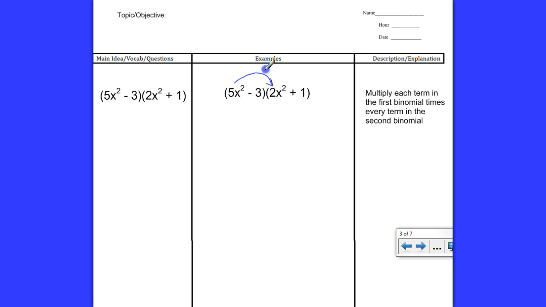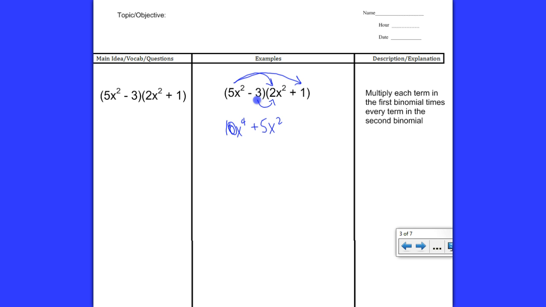Okay, 5x squared times 2x squared. 5 times 2 is 10. X squared times x squared is x to the 4th. That's a 10 there. Kind of ended up looking like a 16. That's 10x squared. I'm sorry, 10x to the 4th. 5x squared times 1. That's just 5x squared.